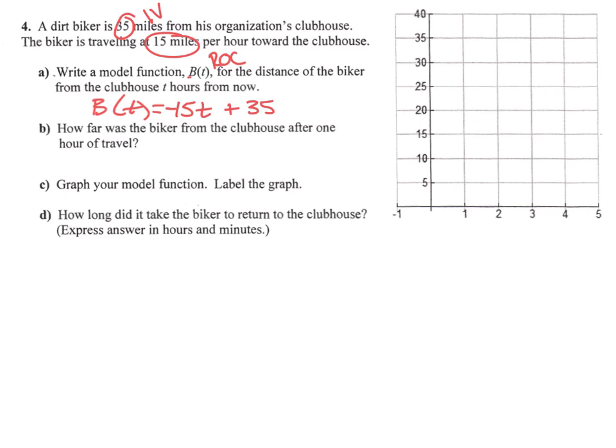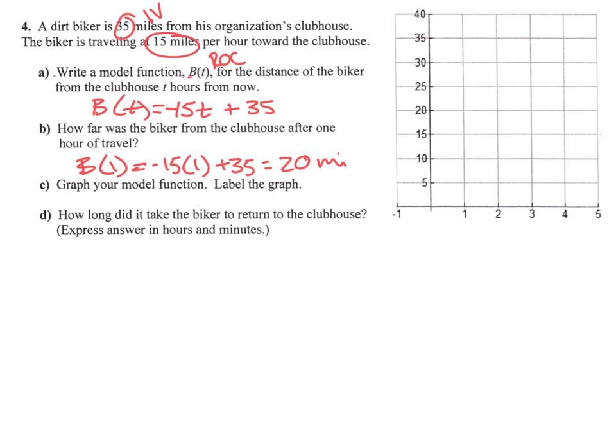Okay, so part B, how far was the biker from the clubhouse after 1 hour of travel? After 1 hour, okay. So in other words, what is b of 1? What is b of 1? Okay, so what did you guys get? 20. 20 miles, right? So the biker is 20 miles away after 1 hour.